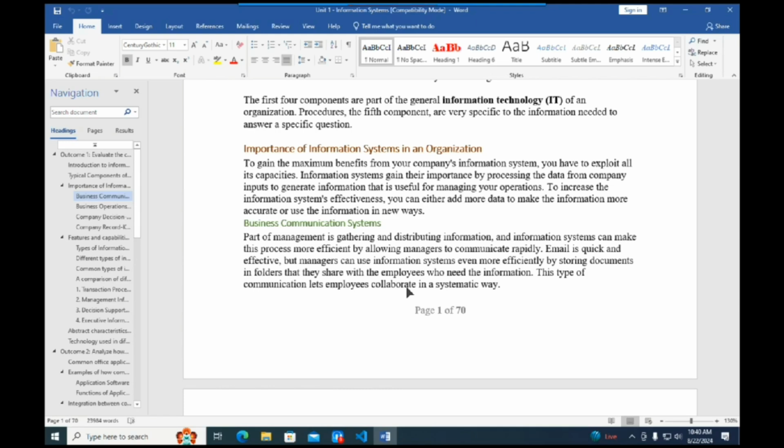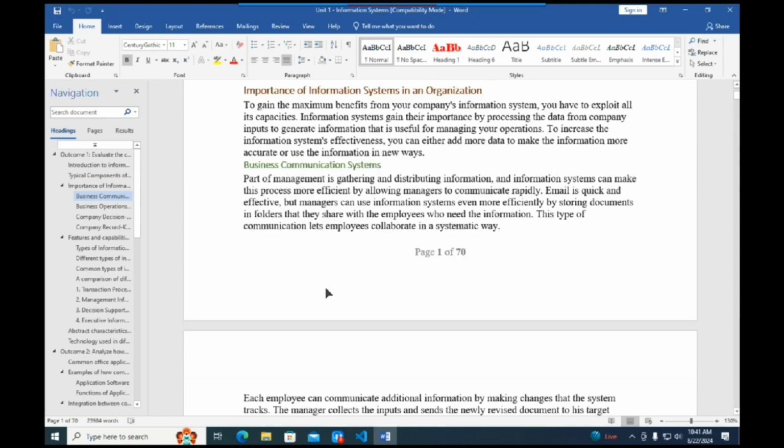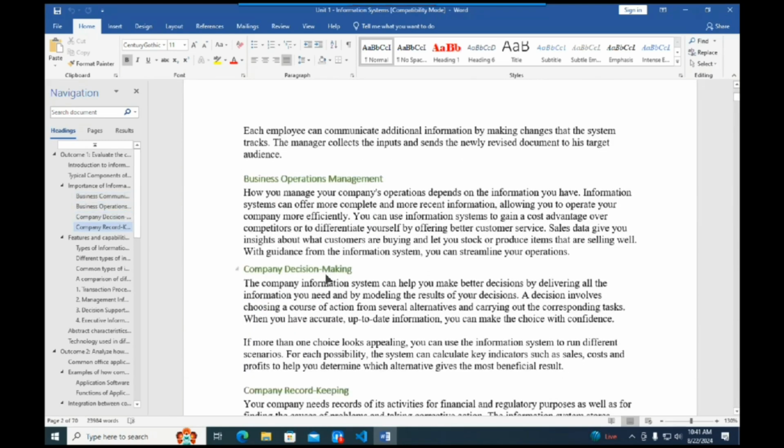The first one is business communication systems. Information systems enable us to distribute information. Managers are able to communicate rapidly with other employees or staff. We have emails that are used for quick and effective communication. So we can use information systems for business communication. We also use information systems, and they are important, in business operations management.